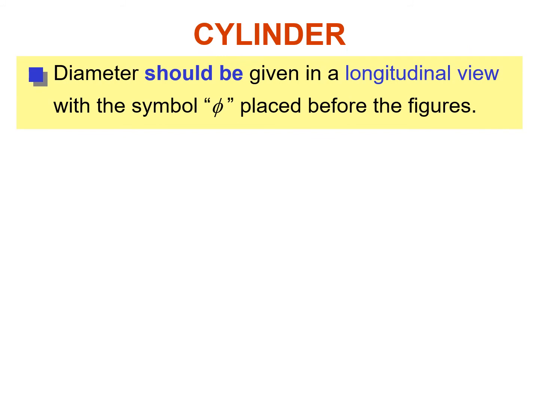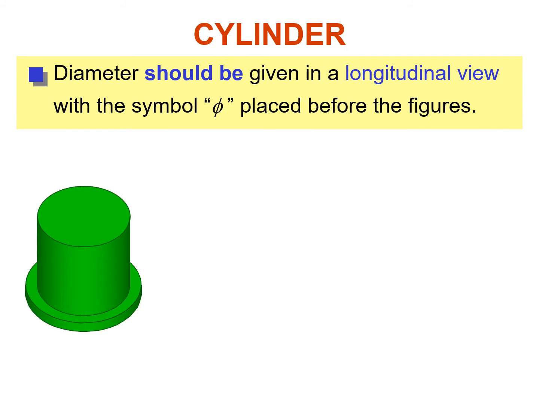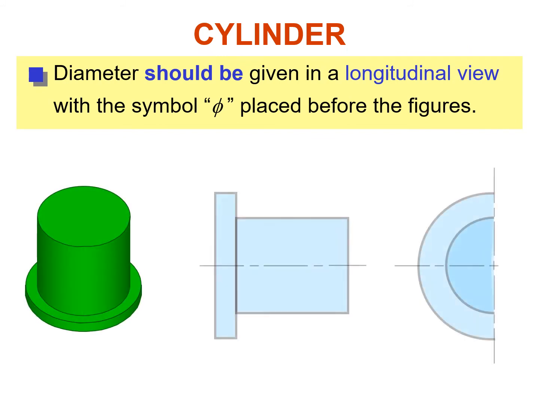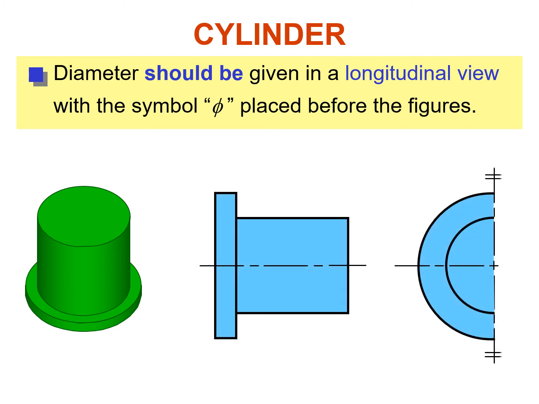Then if you are talking about a cylinder, then we should actually show the diameter of this cylinder in the longitudinal view. Longitudinal view is the one which shows the length of the cylinder. As you can see, this is the pictorial view. So when we draw the side view, it will actually give us the diameter of this. It will actually show us the length of this cylinder, and then we will place the diameter symbol to actually show the diameter of the different features on the cylindrical feature.